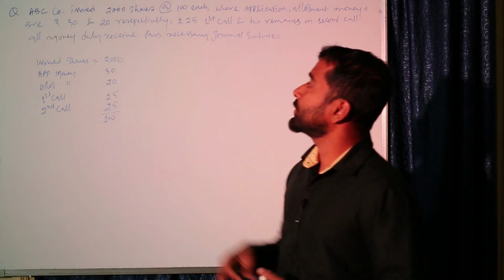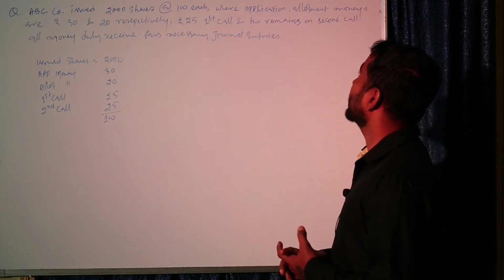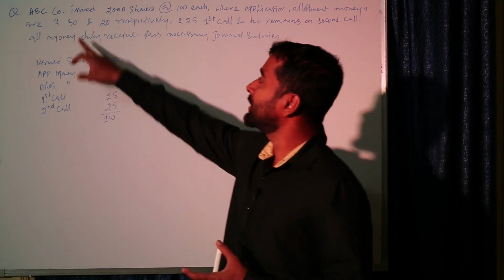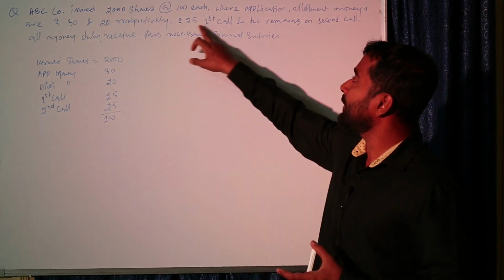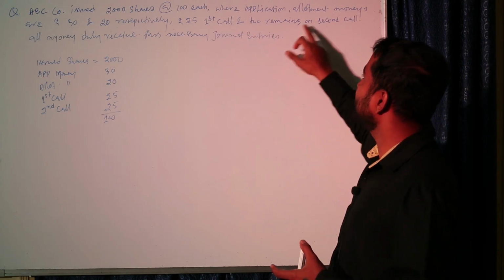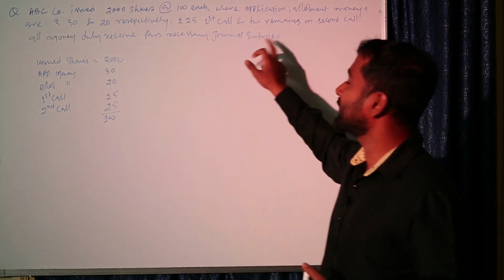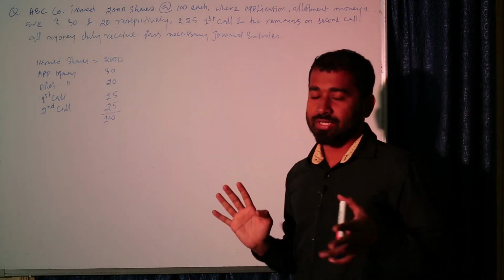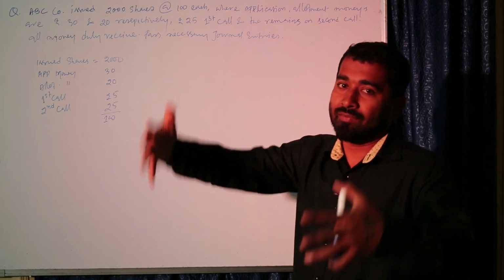ABC company issued 2000 shares at the rate of 100 each, where application and allotment money are 30 rupees and 20 rupees respectively, 25 rupees for the first call and the remainder on the second call. All the money is duly received. Pass the necessary journal entries. So it's a simple question we are going to see first, and after that we will see a little more advanced questions.